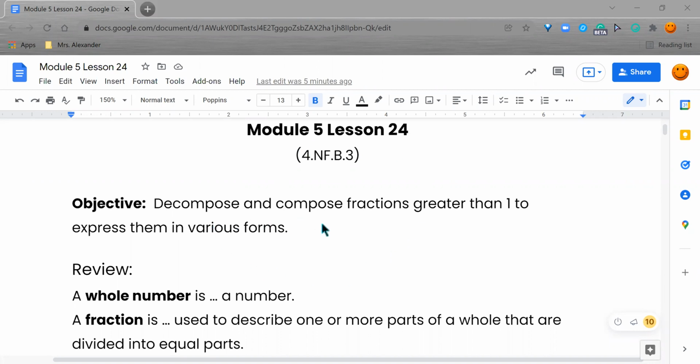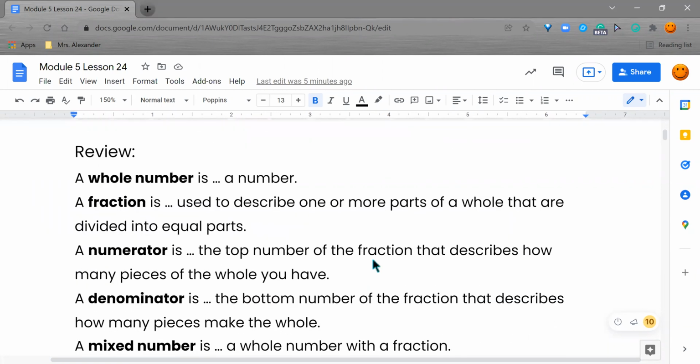We're going to decompose and compose fractions greater than 1 to express them in various forms. We're actually going to start off with improper fractions and turn them into mixed numbers. So let's quickly go look at our vocabulary words.